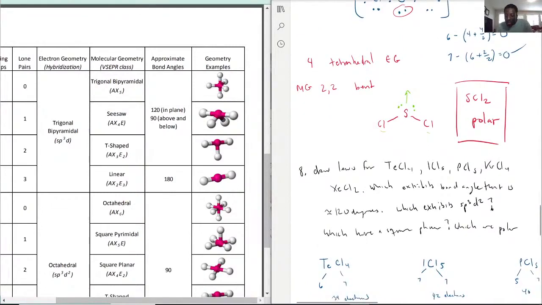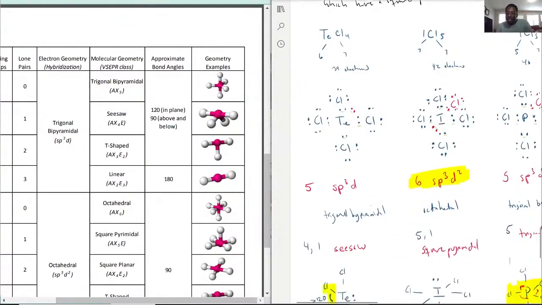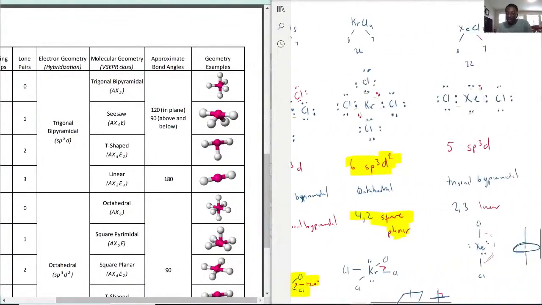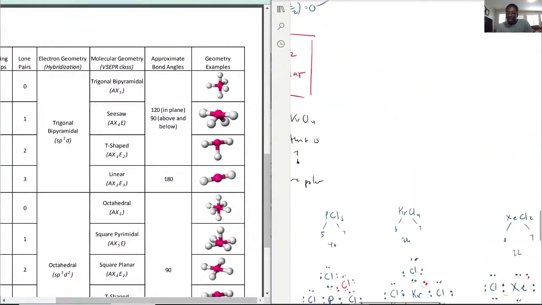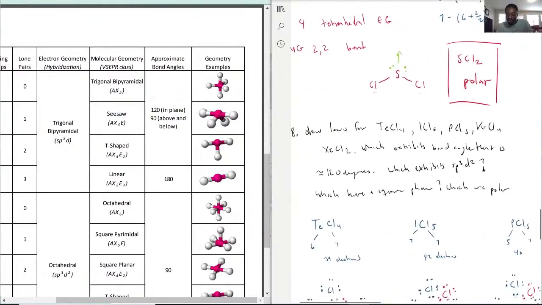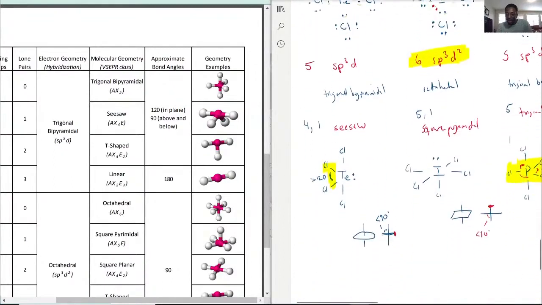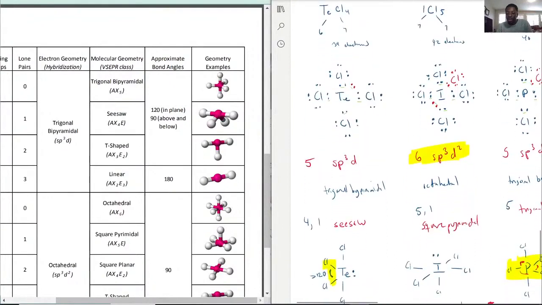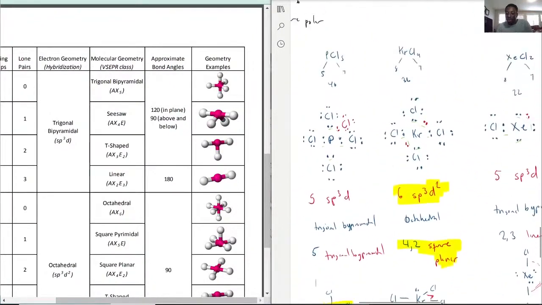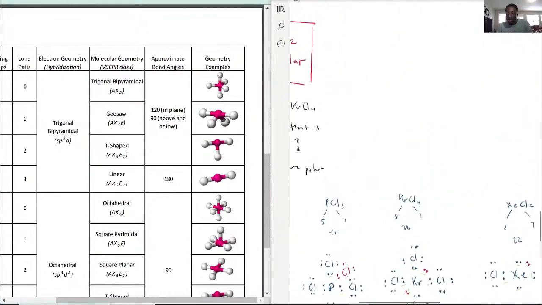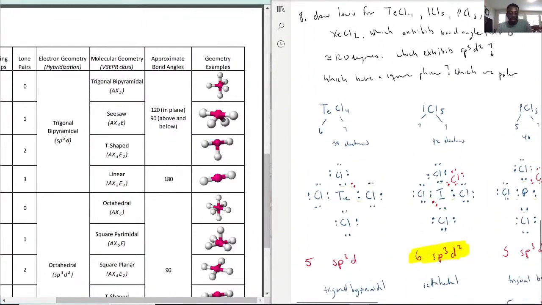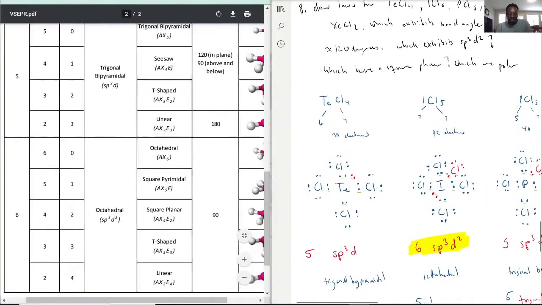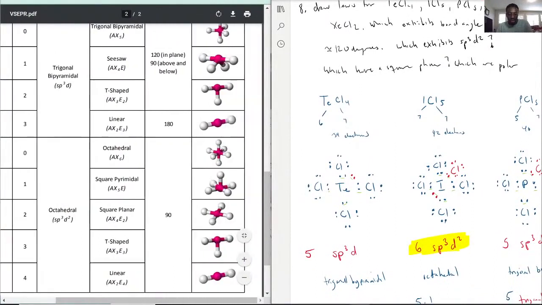Which exhibits sp3d2 hybridization? That would be ICl5 and KrCl4, which have a square planar, specifically not square pyramidal but square planar. That would be only KrCl4, because the other one is square pyramidal. As you can see the difference.